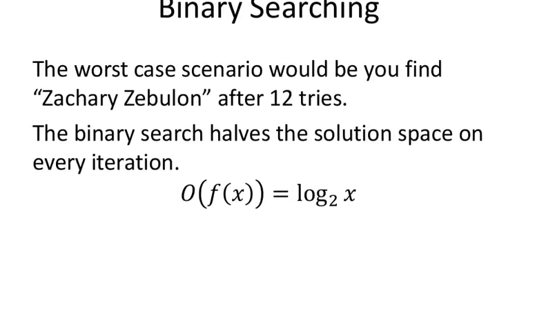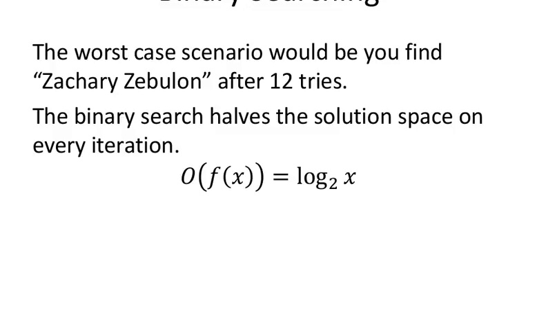And if you're counting through these, you'll find the worst case scenario, to find a guy like Zachary Zebulon, would be 12 tries. In fact, for the most part, most people will be found in about 12 tries. You might get lucky and get somebody right away, or maybe after 10 tries or longer, but on average it would be no worse than 12 tries. I guess that average would actually be really tricky to figure out. I'm not going to do that.